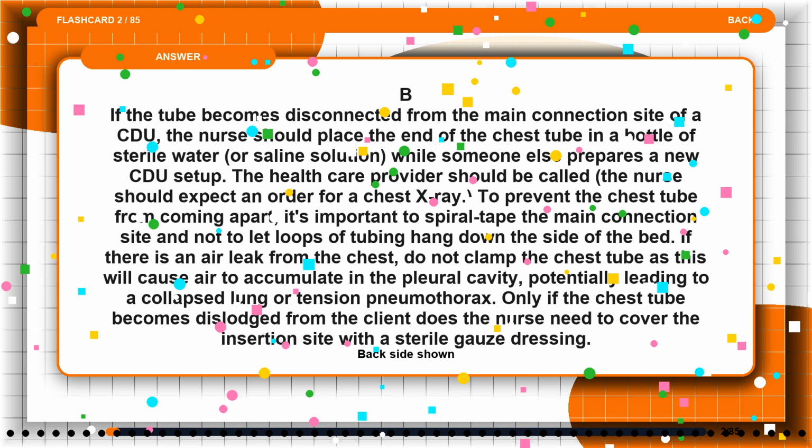To prevent the chest tube from coming apart, it's important to spiral tape the main connection site and not to let loops of tubing hang down the side of the bed. If there is an air leak from the chest, do not clamp the chest tube, as this will cause air to accumulate in the pleural cavity, potentially leading to a collapsed lung or tension pneumothorax. Only if the chest tube becomes dislodged from the client does the nurse need to cover the insertion site with a sterile gauze dressing.